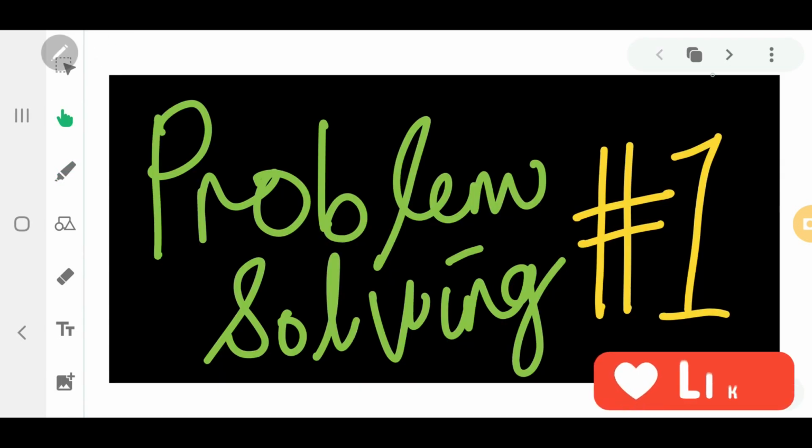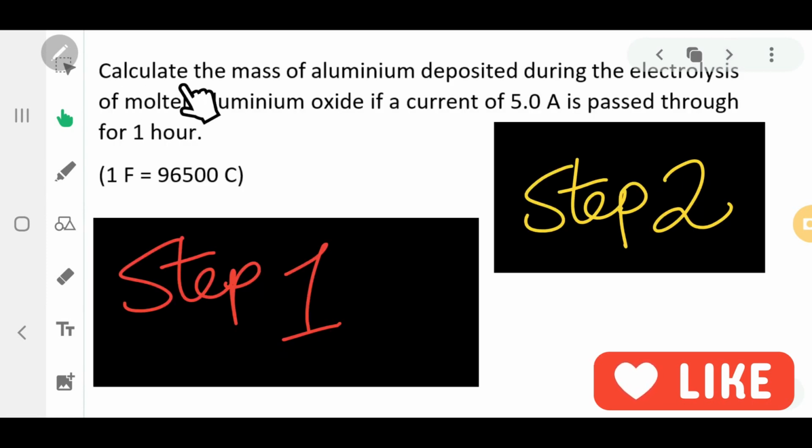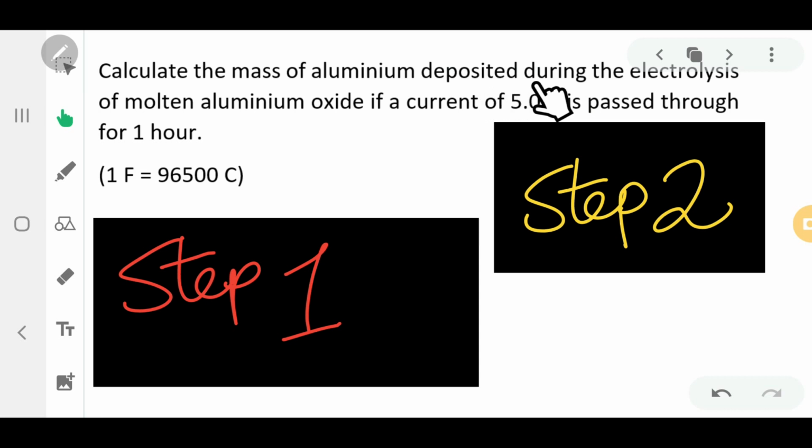First, we're going to look at the first problem. Here, the question wants you to calculate the mass of aluminium deposited during the electrolysis of molten aluminium oxide if a current of 5.0 ampere is passed through for 1 hour. We have the time given here, and you have the current. We need to find out the mass of aluminium deposited.